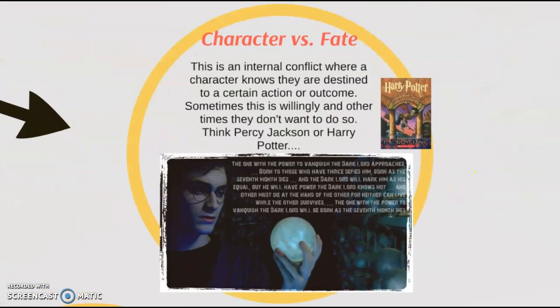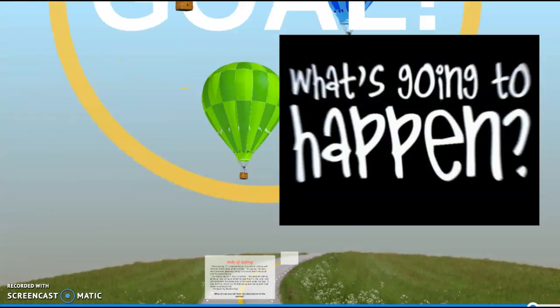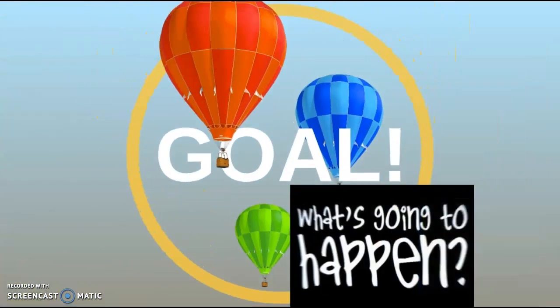Character versus fate. This is an internal conflict where a character knows that they are destined to a certain action or outcome. Sometimes this is willingly, and other times they don't want to do so. So think about Percy Jackson or Harry Potter, because I know you guys read those stories. So our goal for today is to sit back and think, what's going to happen?